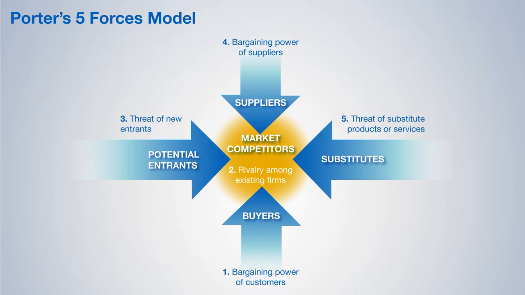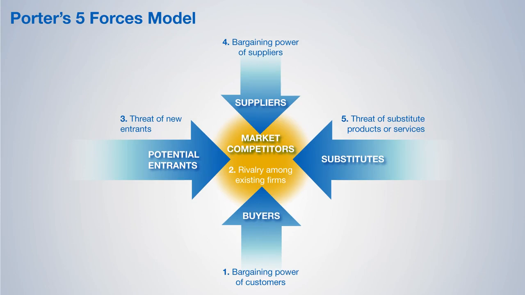Consumers have power when there aren't many of them, but there are lots of sellers, as well as when it's easy to switch from one business's products or services to another. Buying power is low when consumers purchase products in small amounts and the seller's product is very different than any of its competition. So the next force is the bargaining power of suppliers.